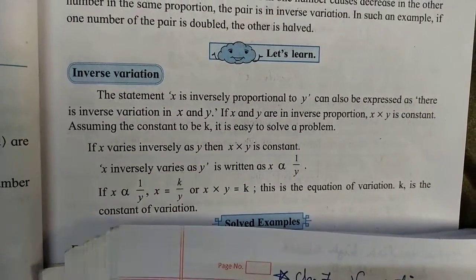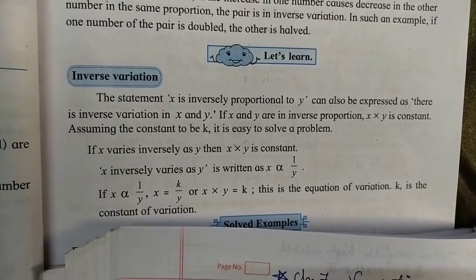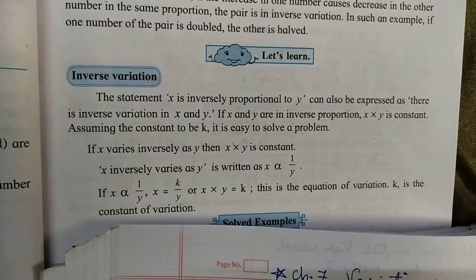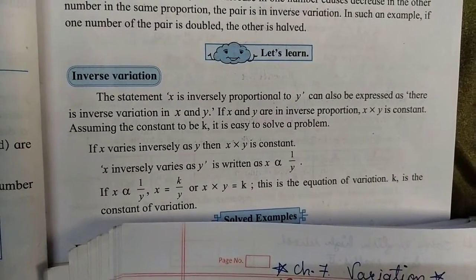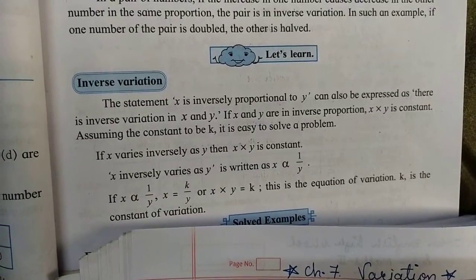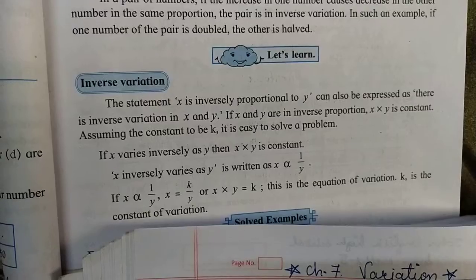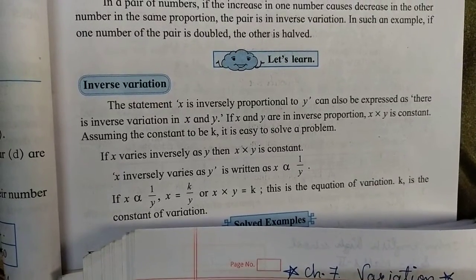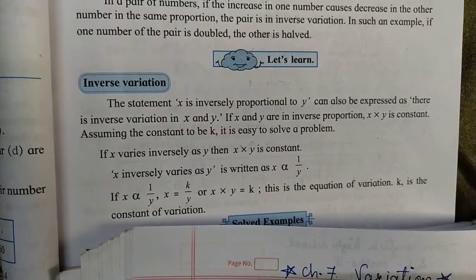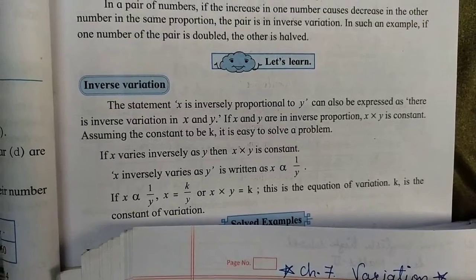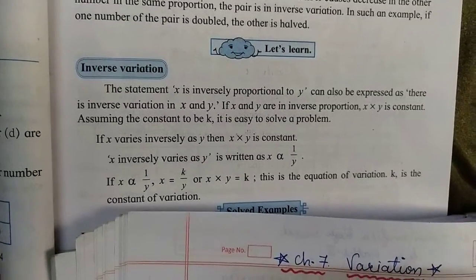In the previous lecture and in the online lecture, we all have studied about direct variation. In this, if two quantities are related to each other, and one quantity is increasing, then the second quantity which is related to that is also increasing. Now, next is inverse variation.